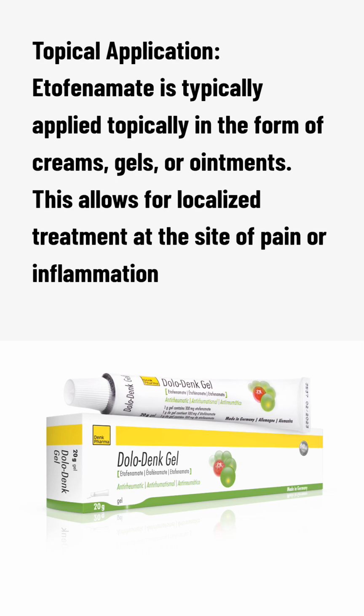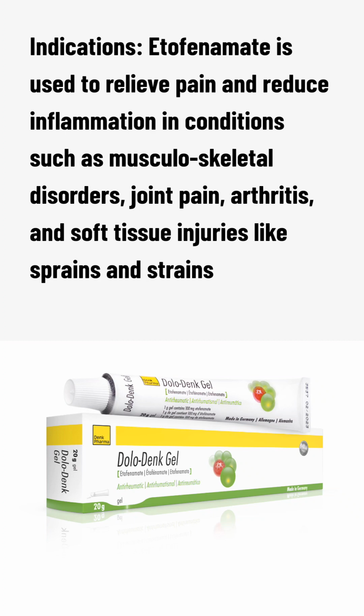Topical application. Etofenamate is typically applied topically in the form of creams, gels, or ointments. This allows for localized treatment at the site of pain or inflammation. Indications. Etofenamate is used to relieve pain and reduce inflammation in conditions such as musculoskeletal disorders, joint pain, arthritis, and soft tissue injuries like sprains and strains.